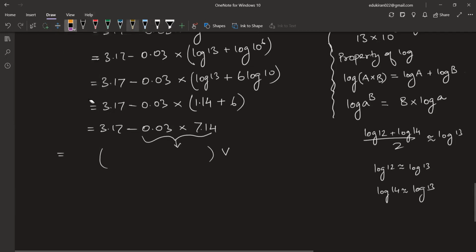Okay. I was just writing equal to and I just moved somewhere else. 3.17 minus 0.2142. So what is the calculation? The answer should come out right. Calculate and tell me.